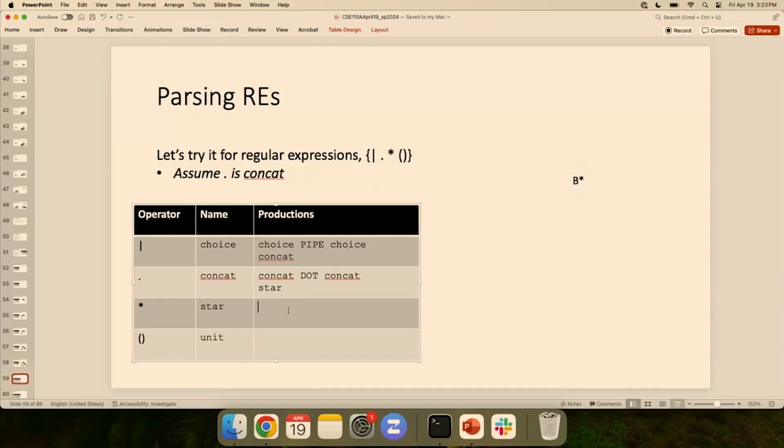So what would we do? Would it just be star followed by the star? Yep. So we'll say star in caps, or a unit. Yep.